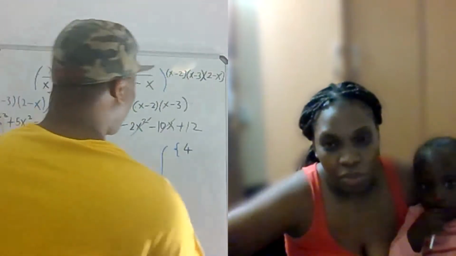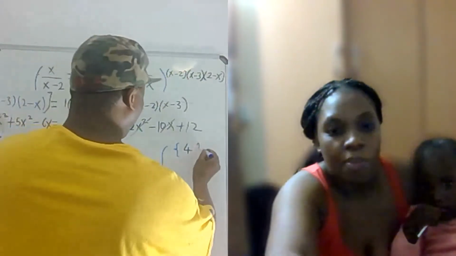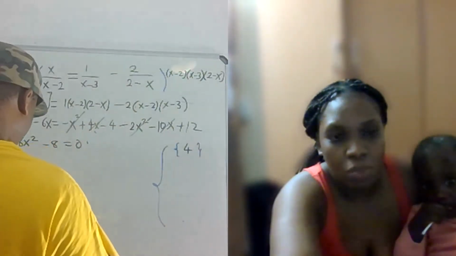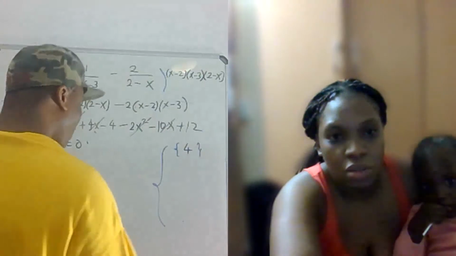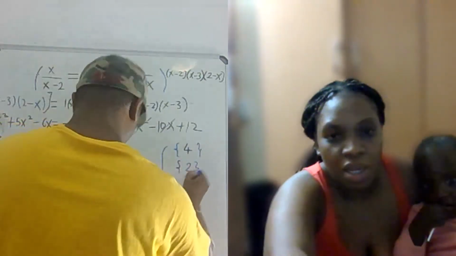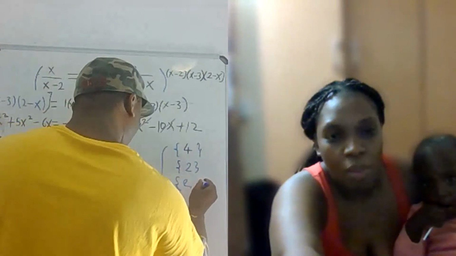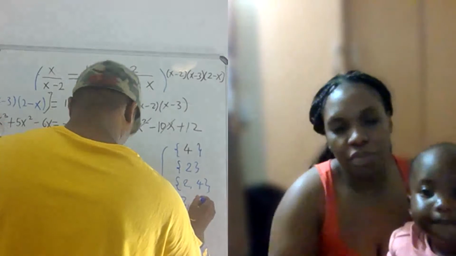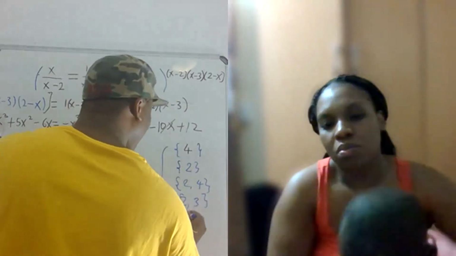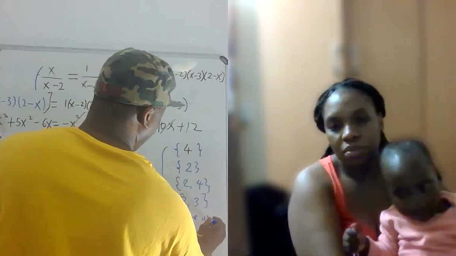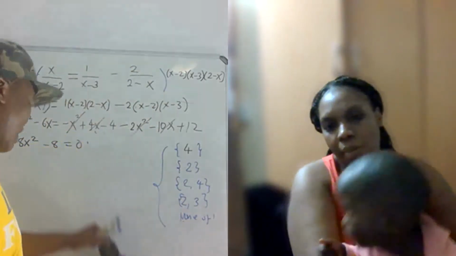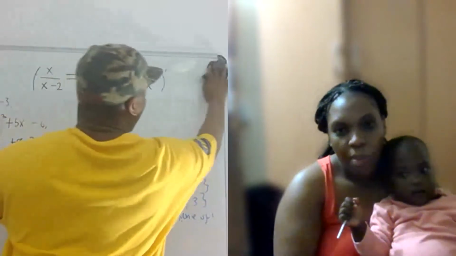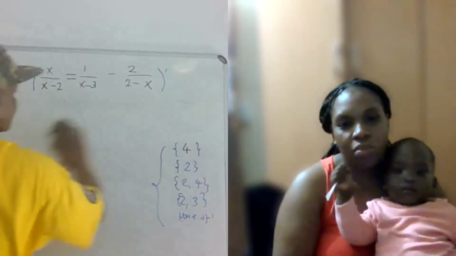In the options here, they say, what is the solution set? Option 1 is 4. Number 2 is 2. Number 3 is 2 and 4. Number 4 is 2 and 3. And then the last says none of them. Let's test. Don't worry about this one; I'll teach you separately so I don't make you confused.